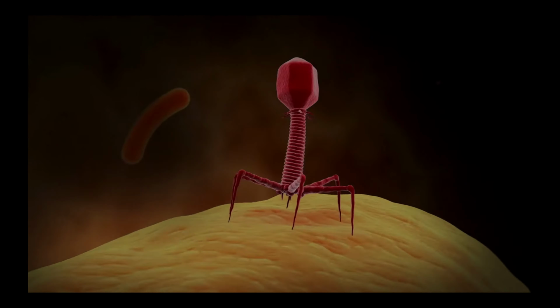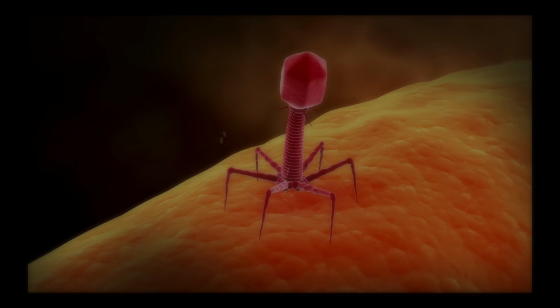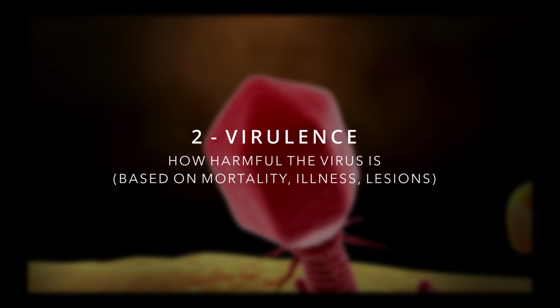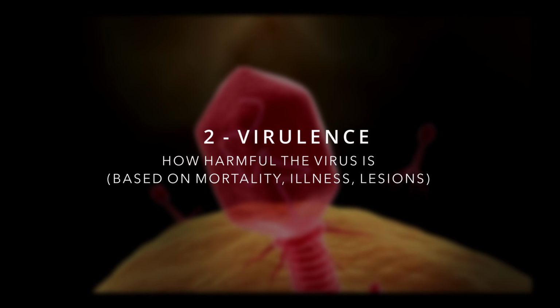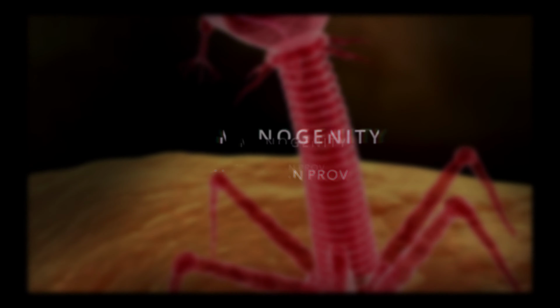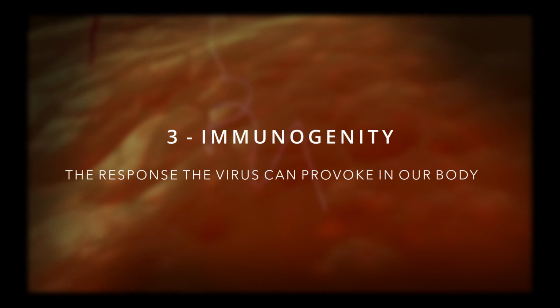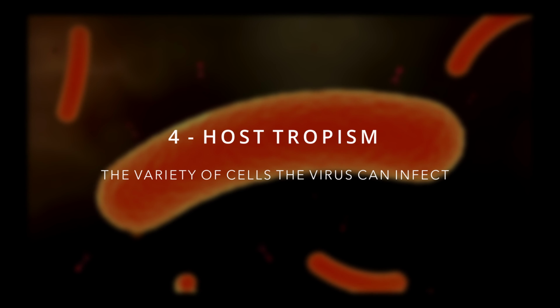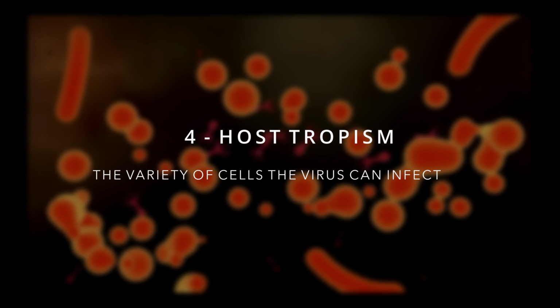In other words, gain-of-function can increase the transmissibility, or how easy the virus spreads, the virulence, which is often quantified based on mortality, illness, or lesions, the immunogenicity, which is the ability of the virus to provoke an immune response in our body, and the host tropism, or the range of host cells the virus can infect.